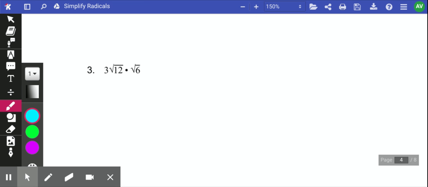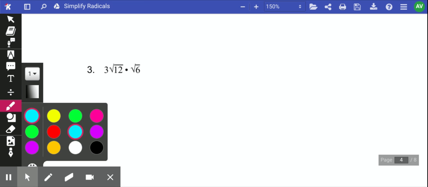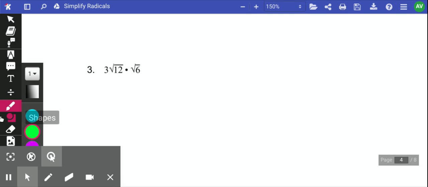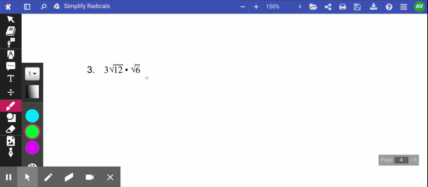All right, let's give this problem a try. So for this one, I have 3 root 12 times radical 6. So again, notice not the same number inside the radical, and that's okay. So I'm going to do 3 times 1, because we understand that there's a 1 outside of the radical 6. That's 3. Square root of 12 times square root of 6 is square root of 72. Now, 72 is not a perfect square. We need to figure out which perfect square goes into this number.